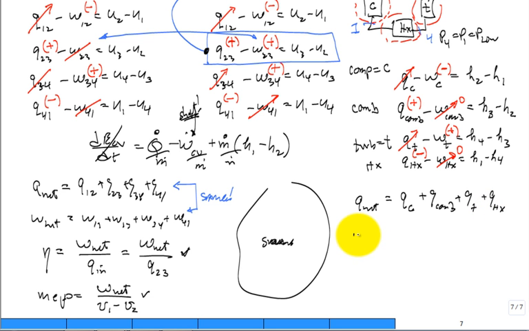And then you could talk about work net. Let me just put the non-zero terms. It'll be the work of the compressor, which is negative, plus the work of the turbine, which is positive. And then you could talk about the thermal efficiency. It would be work net divided by Q in. The only place there's Q in is in the combustor. So you could talk about that as a metric, the thermal efficiency.